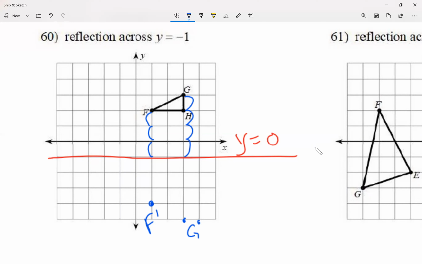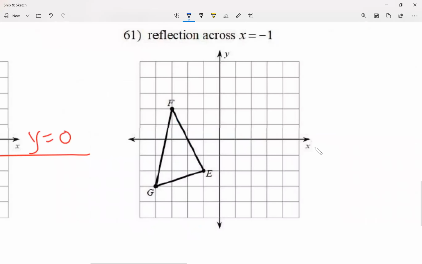When I look at my point H, the distance from point H to the mirror line is 1, 2, 3 spaces. So I'm going to count 3 spaces on the other side. So this is my point H prime. When I connect my points, it looks like the triangle that we have got flipped. Remember I said on the mirror line, everything gets flipped. So it looked like my image got flipped. The size of the image should remain the same. It just got flipped. So that is congruent, right? Same shape, same size.